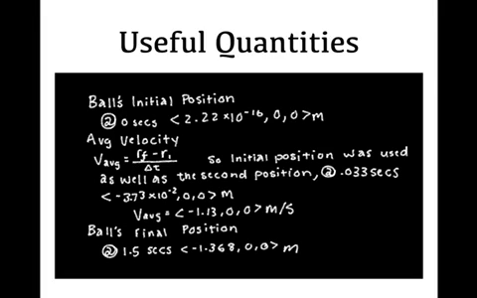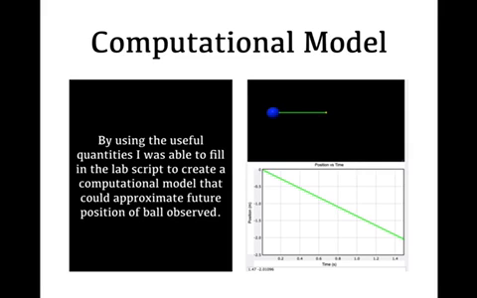The average velocity was calculated by using the final position minus initial position divided by the change in time. So the initial position was used as well as the second position at 0.033 seconds, with negative 3.73 times 10 to the negative 2, 0 meters. The average velocity was calculated to be negative 1.1300 meters per second. The ball's final position at 1.5 seconds was negative 1.36800 meters.